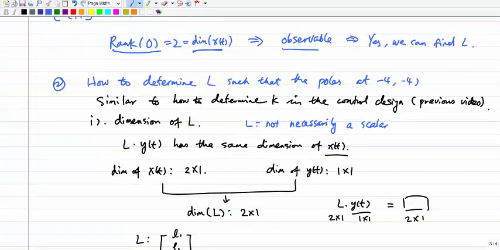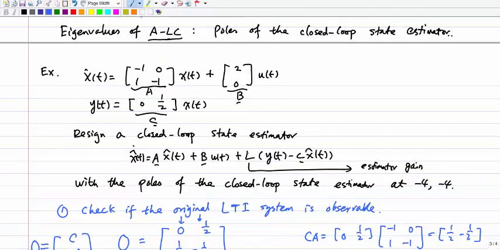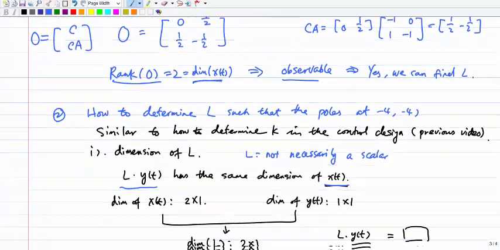So now to figure out the dimension of L, we just want to make sure that L times Y_t will have the dimension of X_t. Because L times Y_t should have the same dimension as X hat_t, and X hat_t has the same dimension as X_t, so I want L times Y_t to be the same dimension as X_t.